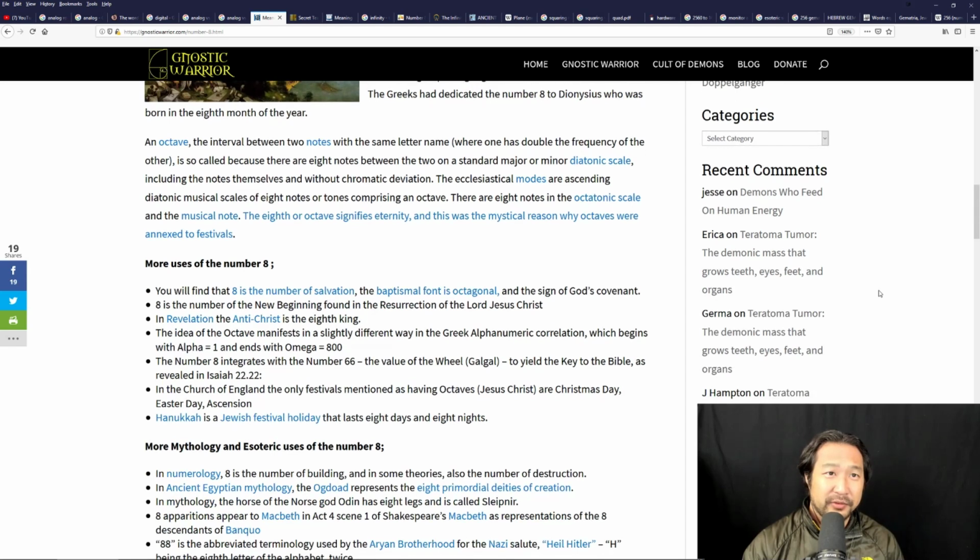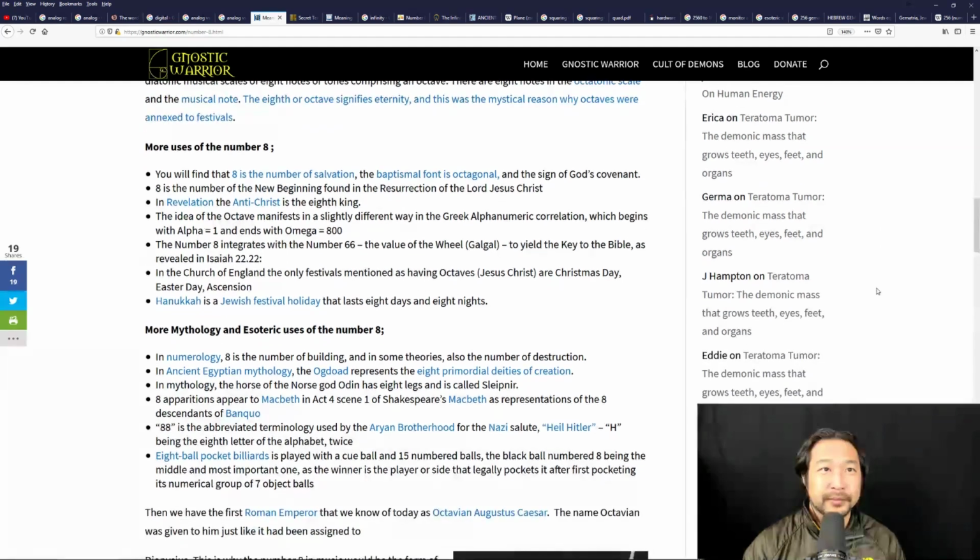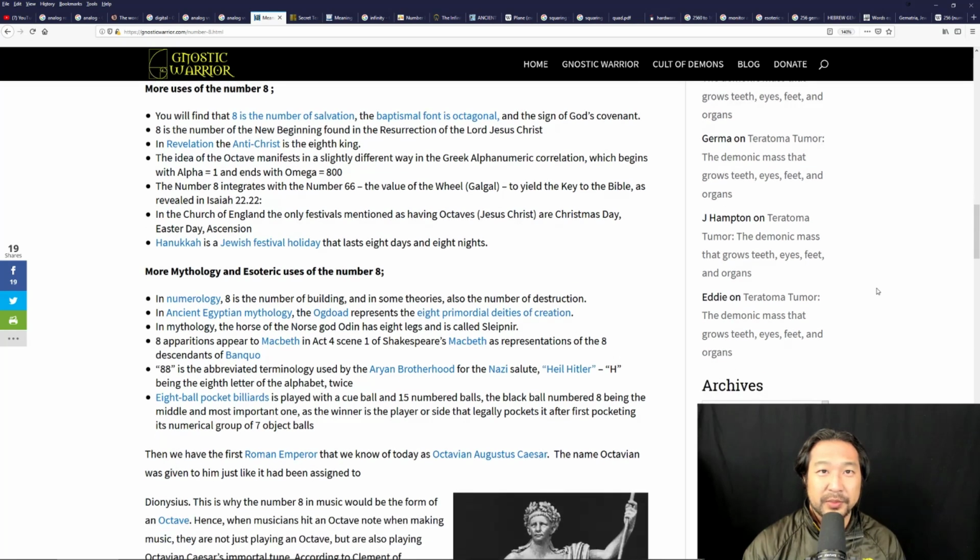An octave, the interval between 2 notes with the same letter name, where one has double the frequency of the other, is so called because there are 8 notes between the two on a standard major or minor diatonic scale, including the notes themselves without chromatic deviation. So in most uses of number 8, you'll find that 8 is the number of salvation. The baptismal font is octagonal, and the sign of God's covenant. 8 is the number of the new beginning found in the resurrection of the Lord Jesus Christ. In the Revelation, the Antichrist is the 8th king.